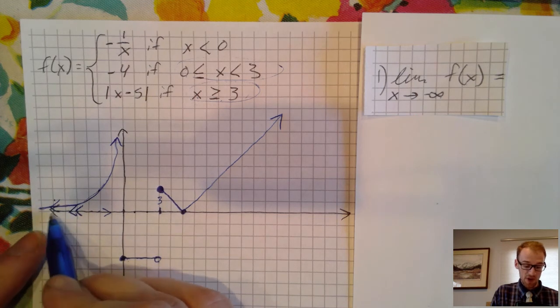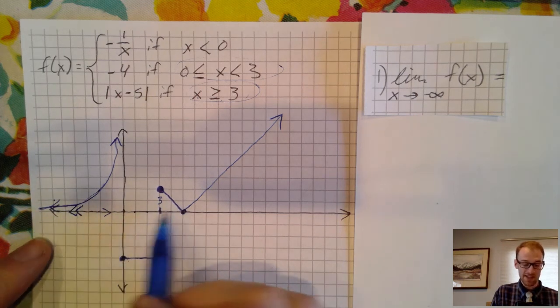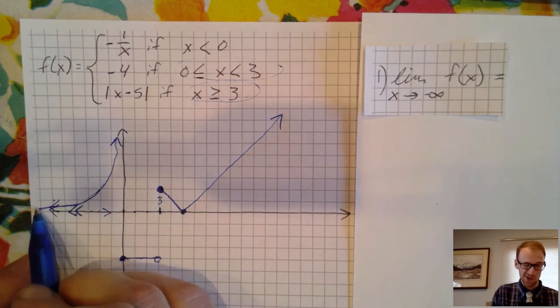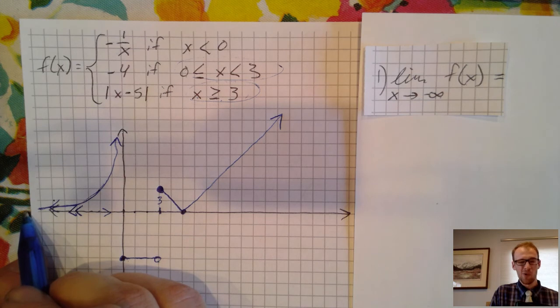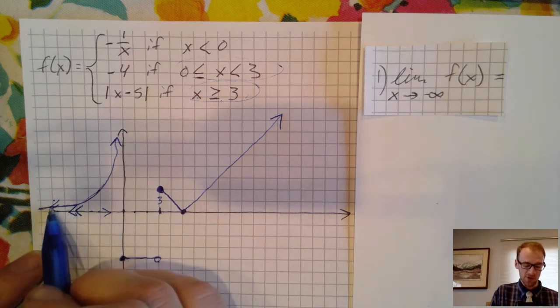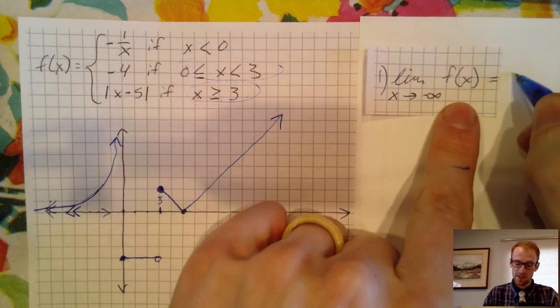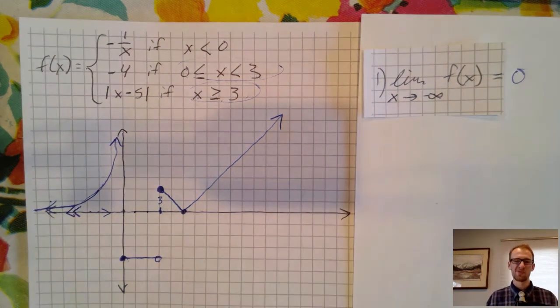Well, since we know that there's an asymptote on this x-axis, this function is going to get closer and closer and closer to the x-axis, the y value is getting closer and closer and closer to 0. Okay, so the correct answer to this is 0. And now that's kind of a review of something we did earlier in the fall.